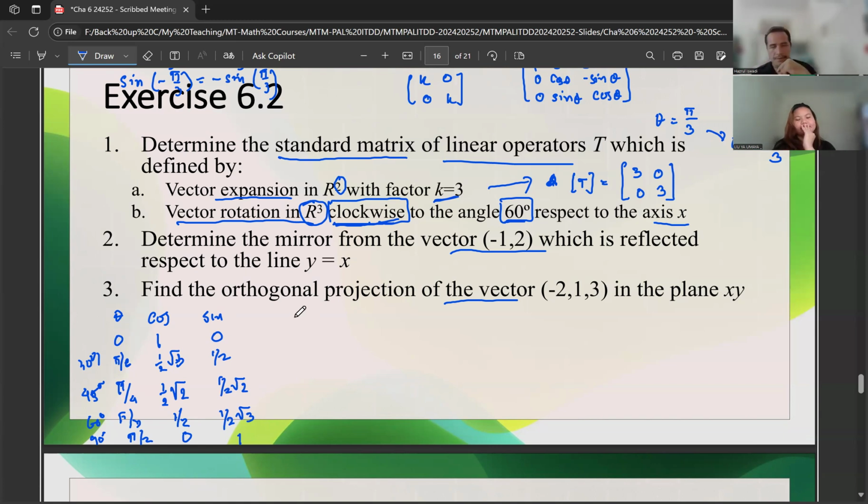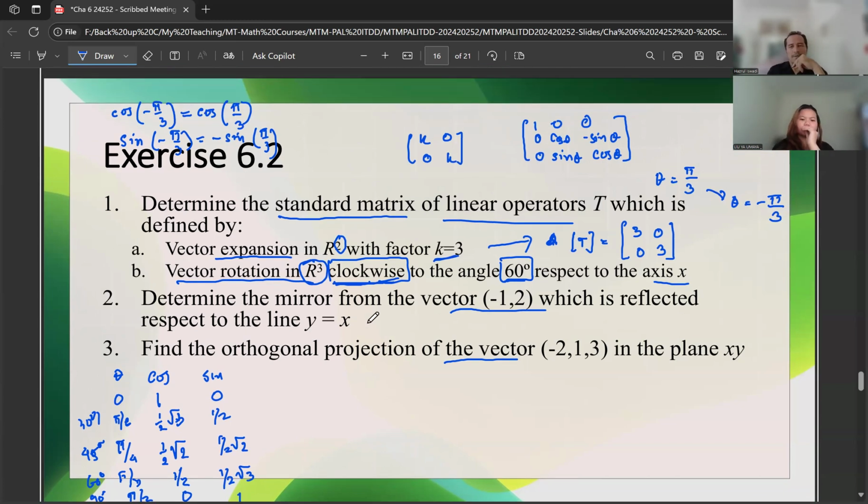So the answer of B will be the matrix: still 1, 0, 0, and then cosine of minus pi over 3, which is the same as cos pi over 3, and cos pi over 3 is a half. So this will be a half.